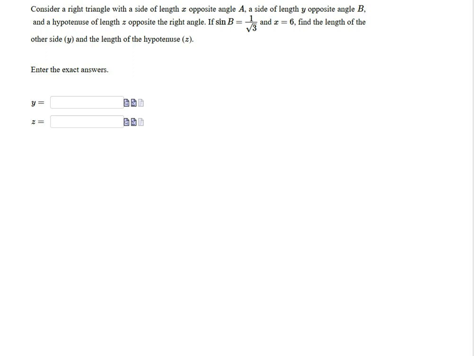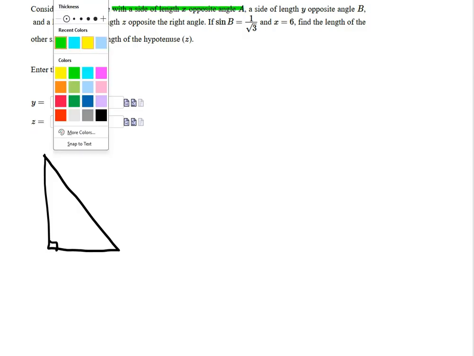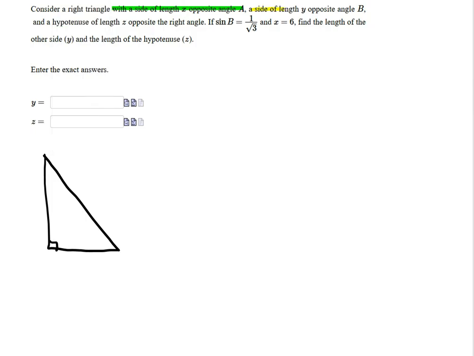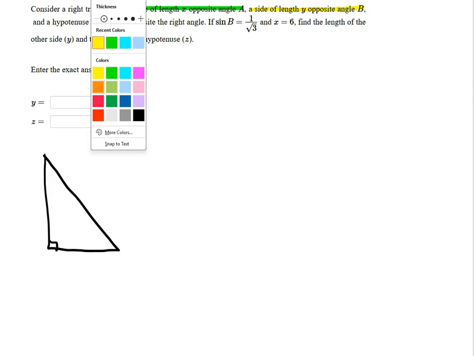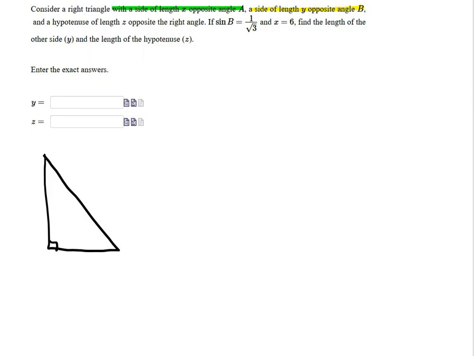Okay, consider a right triangle. There's my right triangle with a side of length x that is opposite angle A, a side of length y that is opposite angle B, and a hypotenuse of length z that is opposite the right angle.